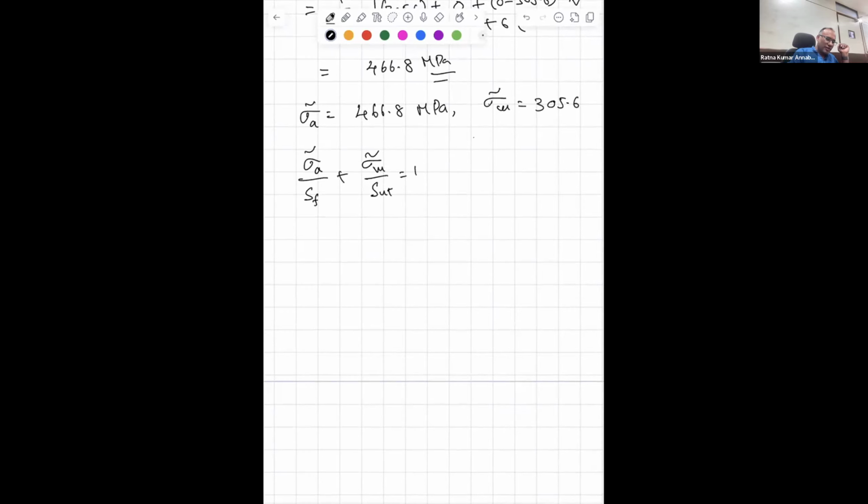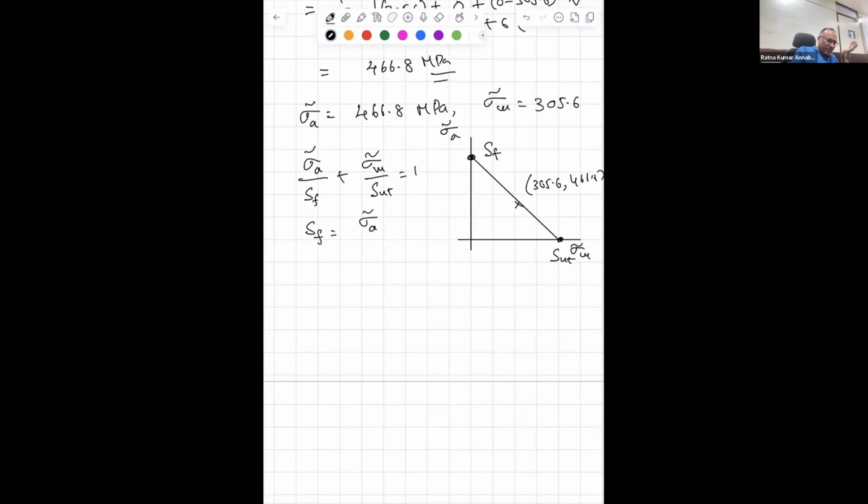So again, the same scenario. This is sigma M, sigma A. Instead of M and M tilde, still this will have to fail at SUT. One point is known. The other point is 305.6 comma 466.8. And now you draw a line. Wherever that line hits, that is my SF.